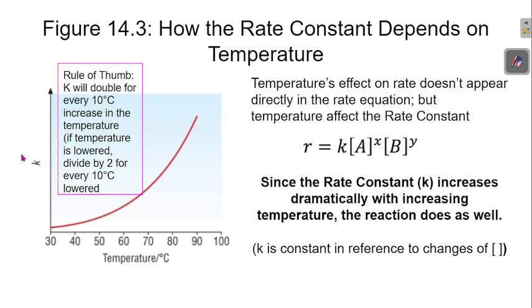The rate constant increases with temperature. As the temperature increases, that K is increasing. It's multiplying here. So as temperature increases, K increases, and the rate also increases, which we know to be true. You're giving it energy, more collisions, the faster it can go with that reaction.